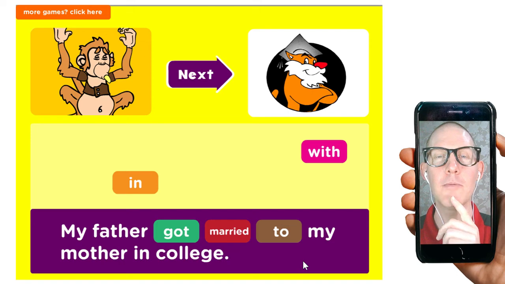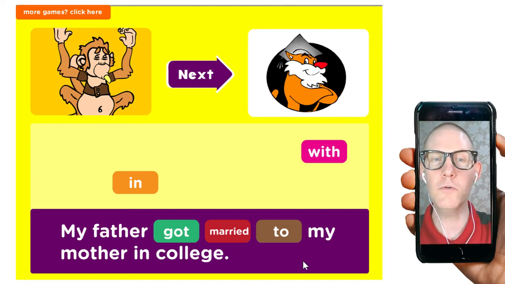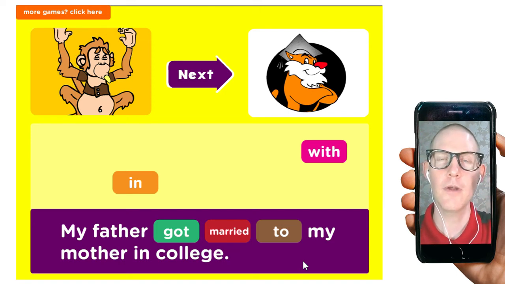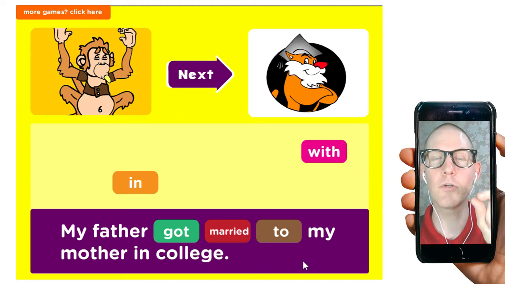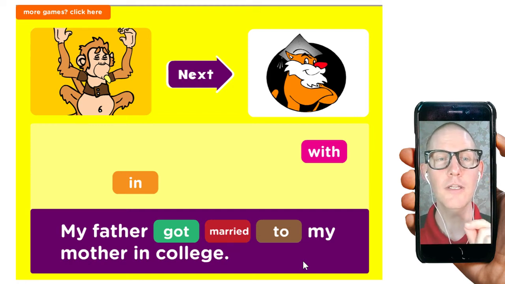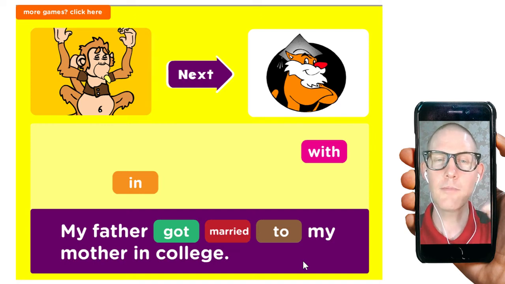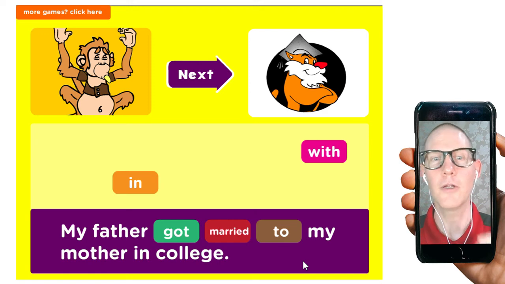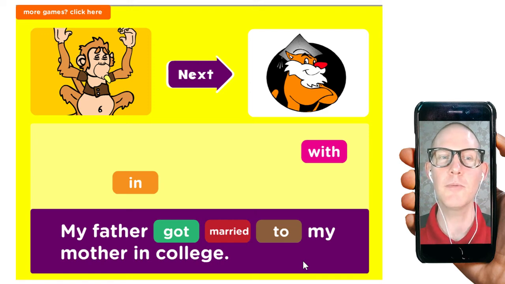Another thing I like about pronunciation is that when we do it, our brain makes a connection with how the words are connected to each other, right? So I'm not saying my father married to got my mother. It's my father got married to my mother in college. So the more we practice it, the more our brain makes the connection that it's got married to. Got married to. My father got married to my mother in college.